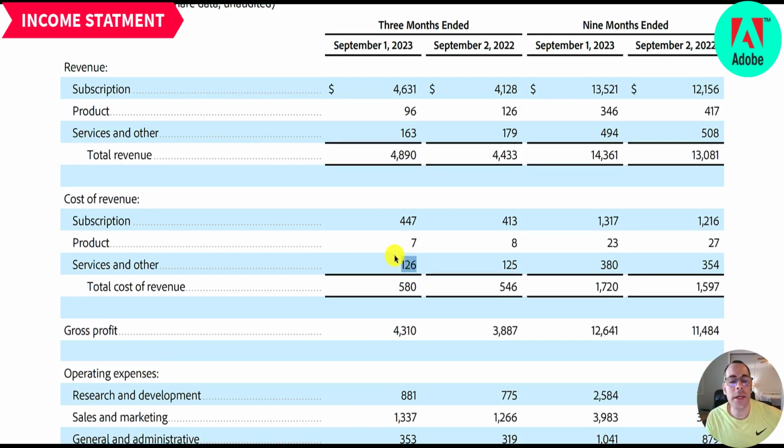But even if they lost money in services, I don't think it matters. You could think of it as a loss leader. Even though they're not losing, they're making a little bit. Because if you get people to sign on to services with the company, then you're more likely to convert those people to the highly profitable subscriptions.